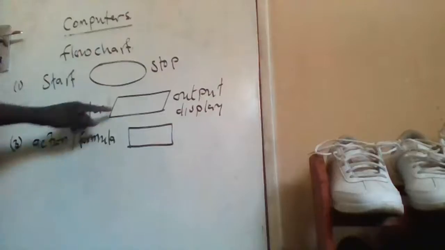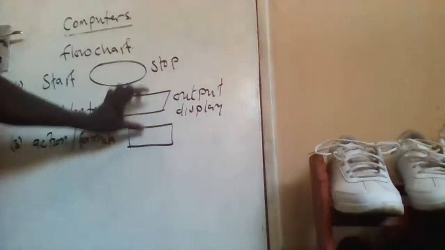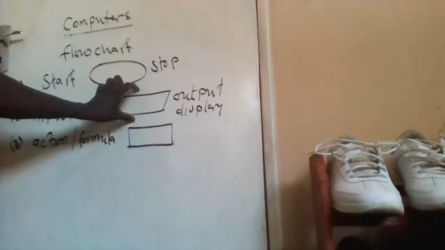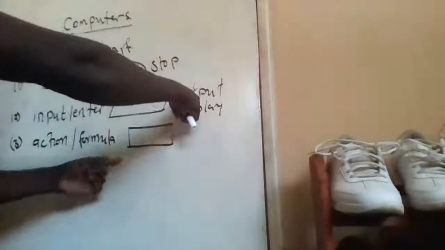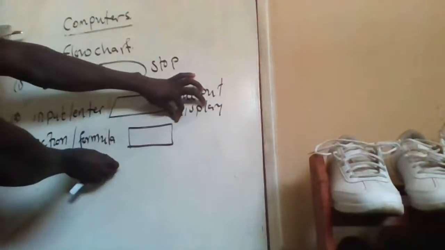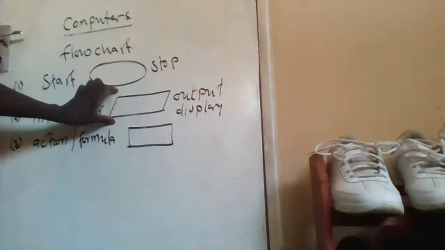Now you need to put a clear-cut distinction between the input-output shape as well as the action where we use the formula. This is a twisted rectangle, like someone held from here and then held from here, then they pulled it to form a parallelogram. That's the thing that we have here.